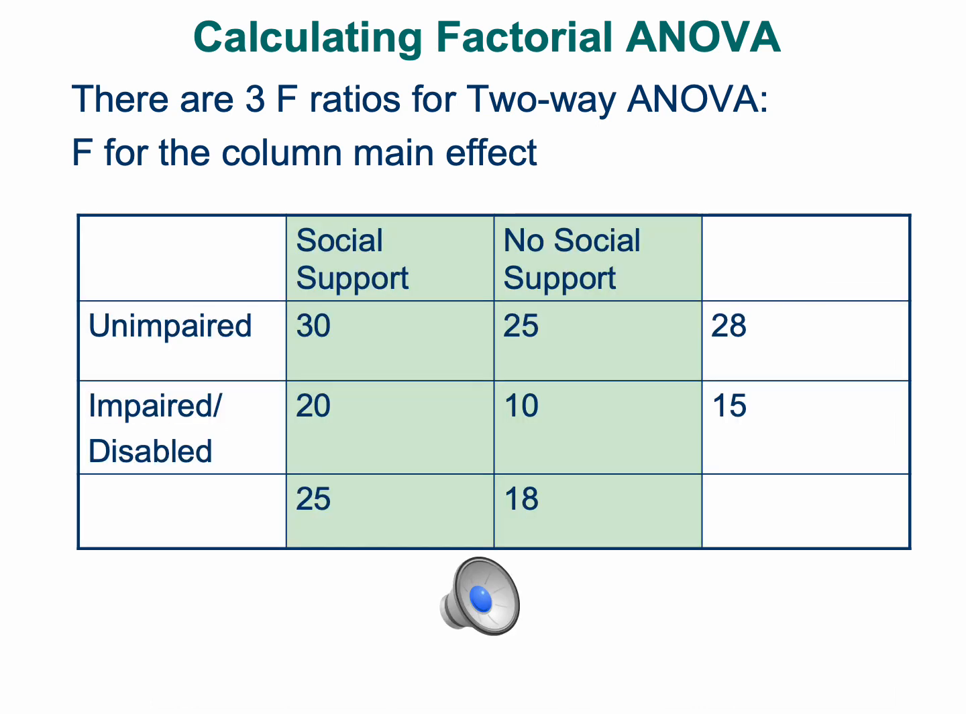So now we'll go through the column main effect in more detail. Here we have social support versus no social support. This is the column main effect. And you can see the numbers that represent each cell in that effect. And we're just going to test whether having social support or not having social support produces a statistically significant result. Is the 25 there different than the 18? Or could those numbers have occurred by chance?